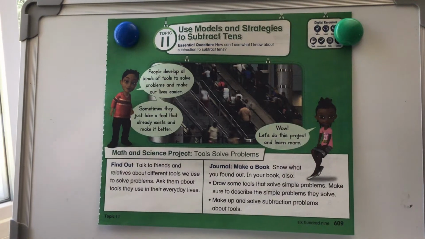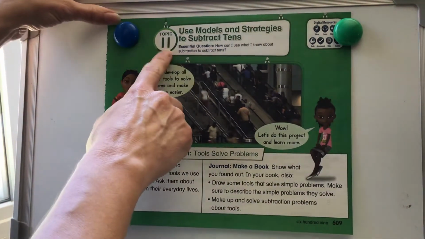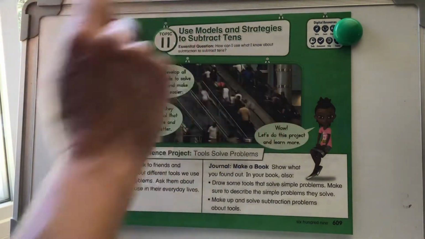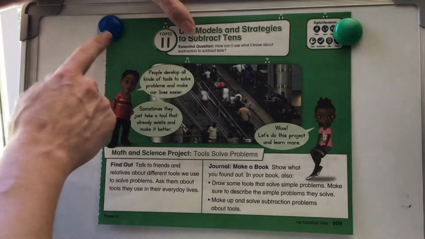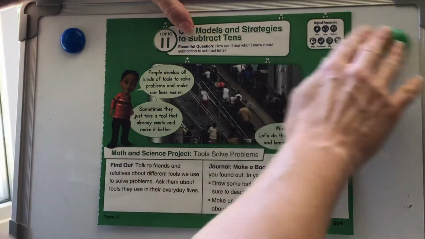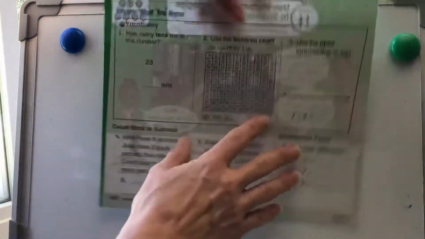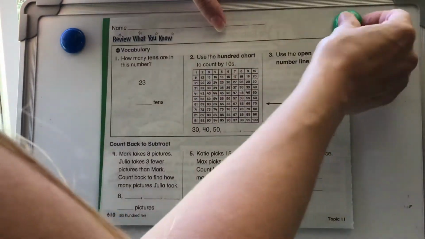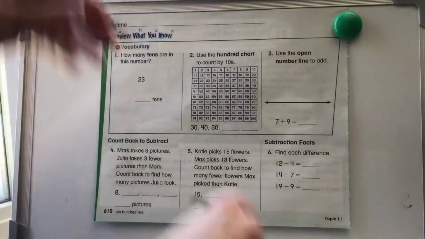All right, this is first grade math, topic 11, using models and strategies to subtract tens. So this is just our cover page, a little introduction. We're going to actually just go to the back page and review what we already know.